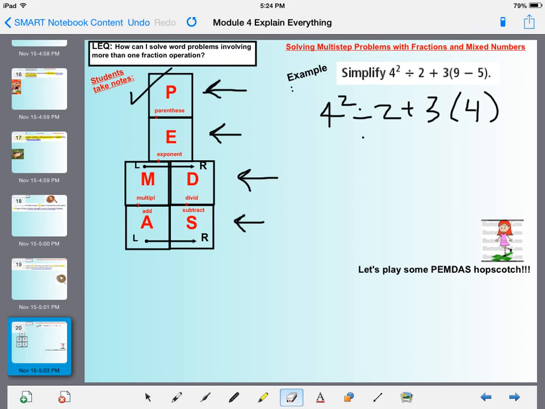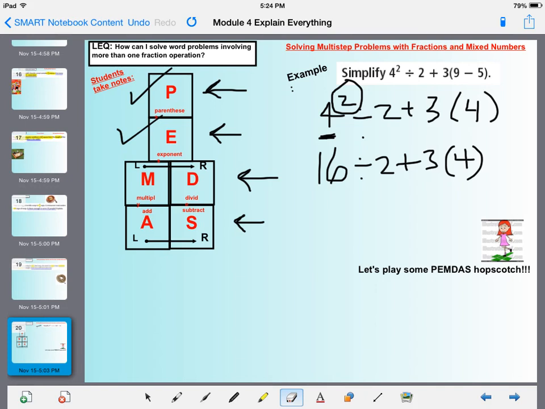Great. Now let's go to exponents. We do have an exponent here: 4 squared. 4 squared means that I'm taking this base number 4 and multiplying it by itself twice. So 4 times 4 is 16. Rewrite everything else: divided by 2 plus 3 times 4. Took care of the exponents, great.